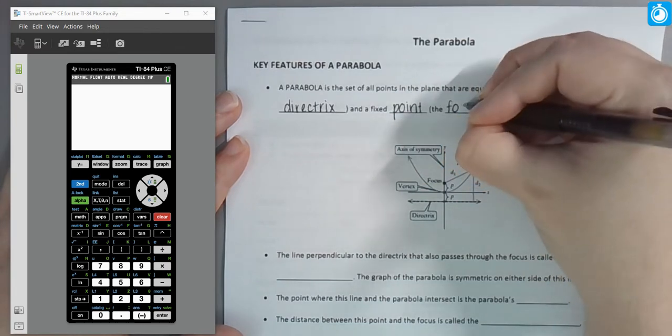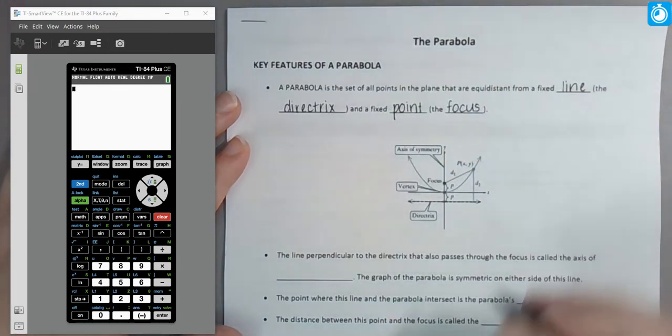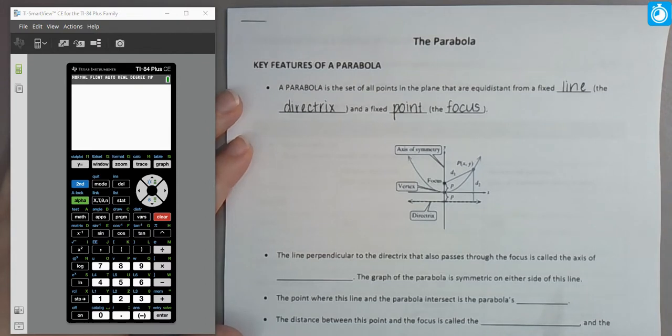Now with a parabola, we only have one focus. For an ellipse or a hyperbola, we have two foci. With an ellipse, they're oriented inside of the graph, in between the vertices, and with a hyperbola, the foci are further out than the vertices. If we're talking about a parabola, we have one focus. It's inside the parabola as the parabola opens upward.